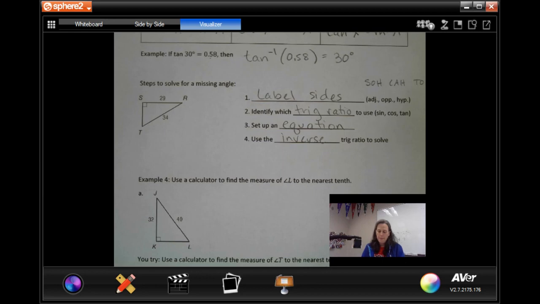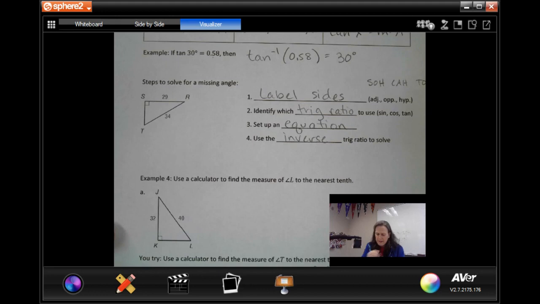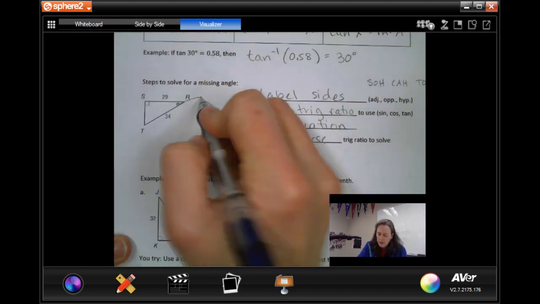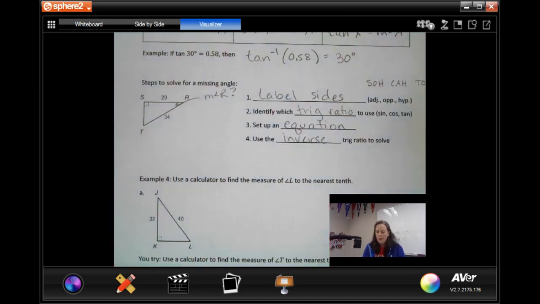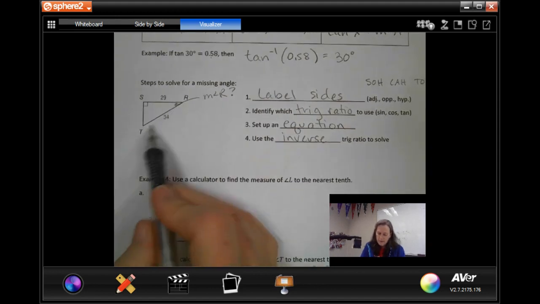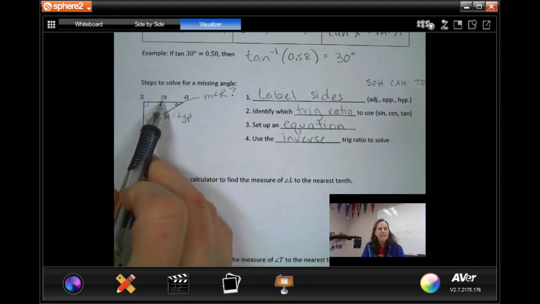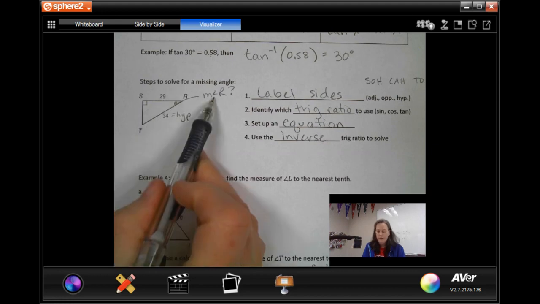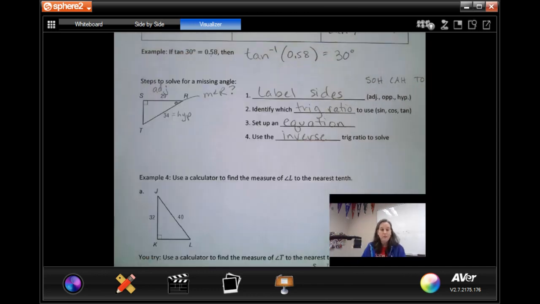Let's try one together. So we've got this triangle, and let's go ahead and say, it doesn't actually say, but we're going to say we're solving for r. We want to know what the measure of this angle r is. Okay, so if that's our angle, this is the hypotenuse. That part doesn't change. What's 29? Is that the opposite side, or is that the adjacent side to this angle r? Adjacent, yeah, it's right next to it, like right next door. Your adjacent neighbor is right next door.